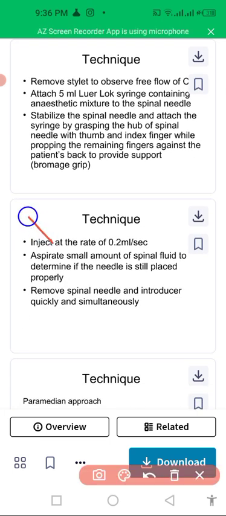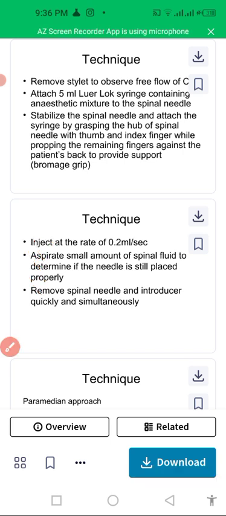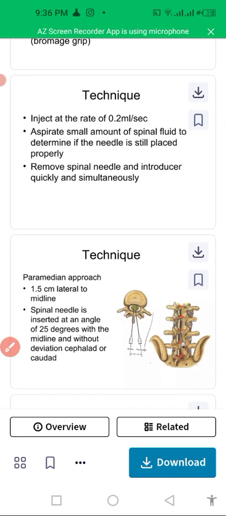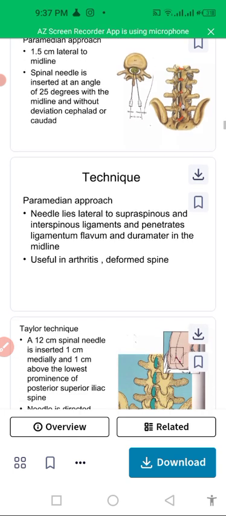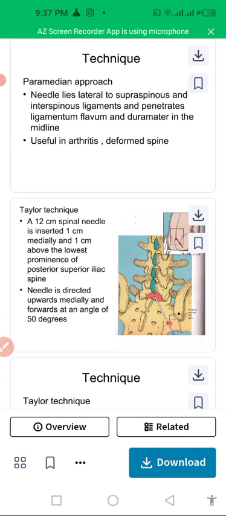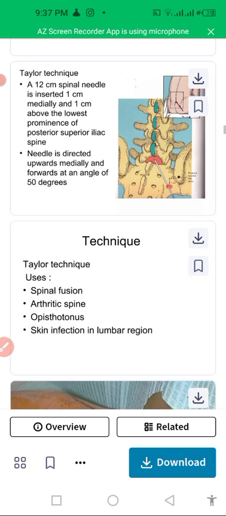Inject at the rate of 0.2 ml per second. Then aspirate a small amount of CSF to determine whether the needle is in position. If you are not in position, there may be a chance that you inject into the subdural space. Remove the spinal needle and introducer quickly and simultaneously. This is very important and practically very useful in order to prevent post-dural headache or back pain.